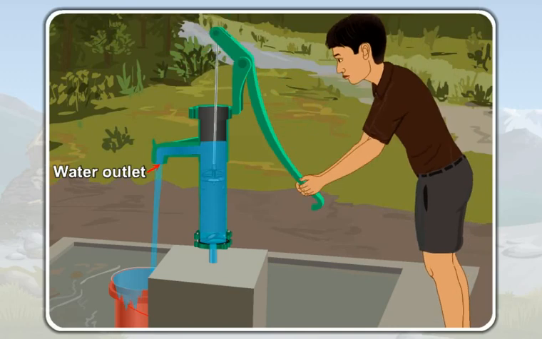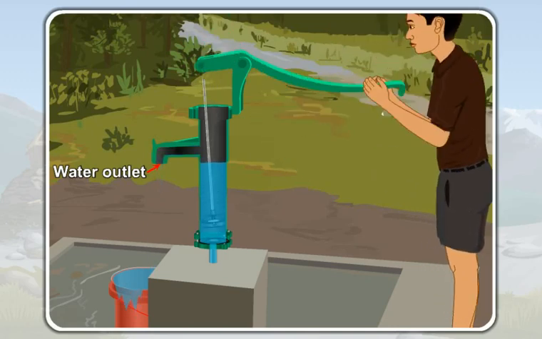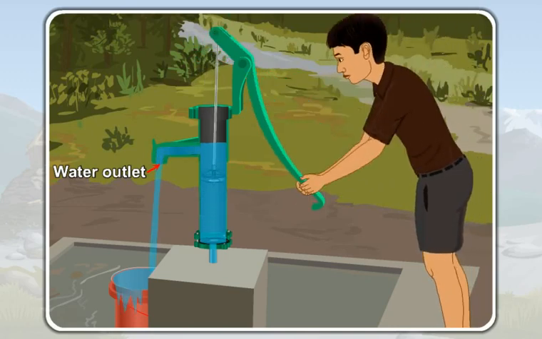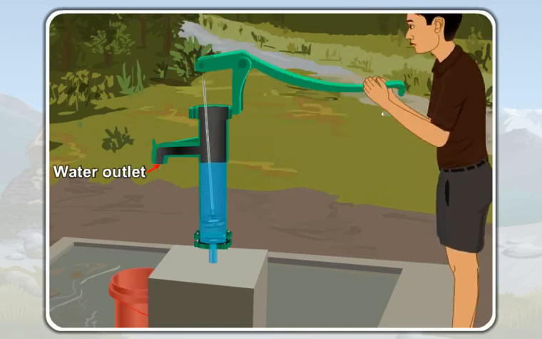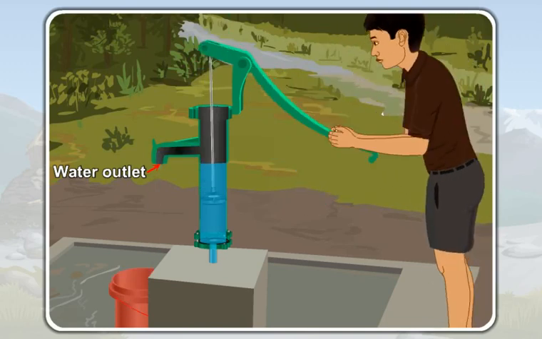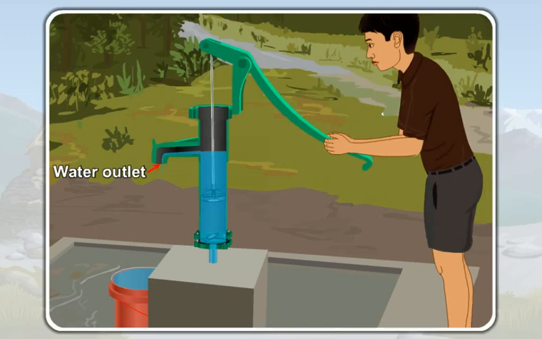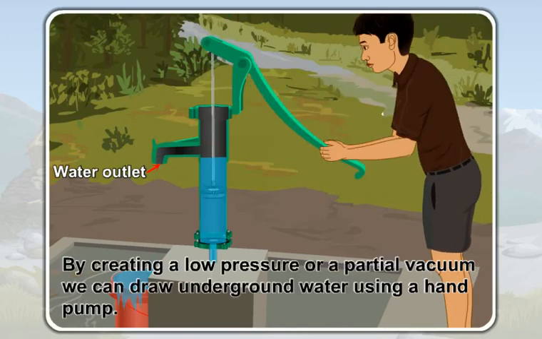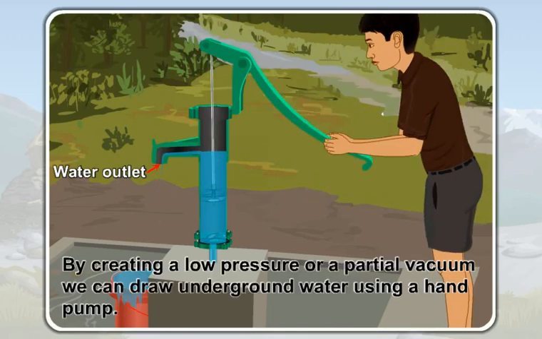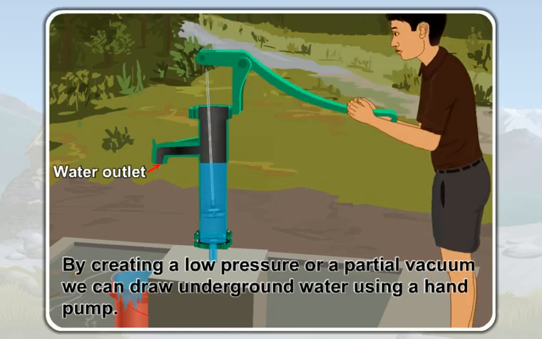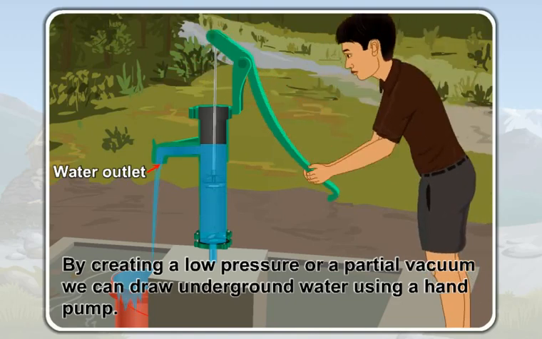When we continuously lift up and down the handle, we can get a continuous flow of water through the outlet of the cylinder. So, by creating a low pressure or a partial vacuum, we can draw underground water using a hand pump.